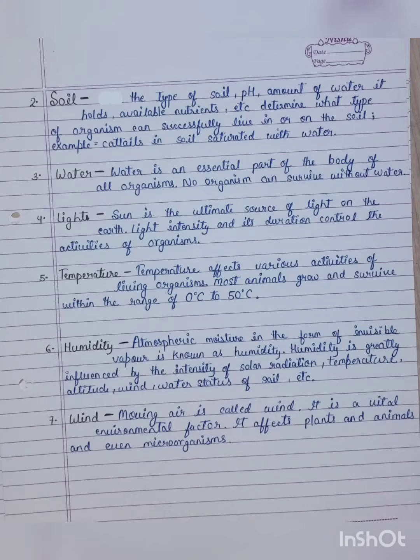Humidity: atmospheric moisture in the form of invisible vapor is known as humidity. Humidity is greatly influenced by the intensity of solar radiation, temperature, altitude, wind, water status of soil, etc. Wind: moving air is called wind. It is a vital environmental factor. It affects plants and animals and even microorganisms.